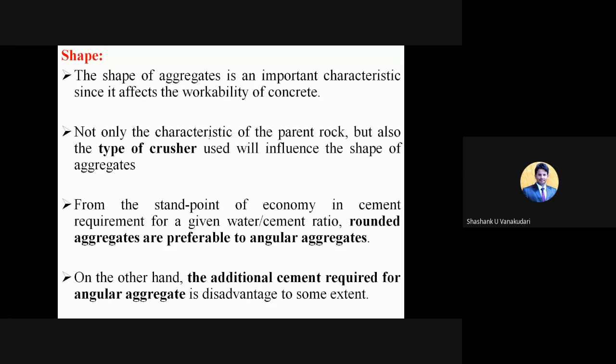And then the shape that the aggregates get depends not only on the characteristics of the parent rock, which can be seen during the extraction of the hard rocks, but also on the type of crusher you use to crush these aggregates. So that is going to give the property of shape to the aggregates. And then from the standpoint of economy in cement requirement for a given water cement ratio, rounded particles are preferable to angular aggregates.